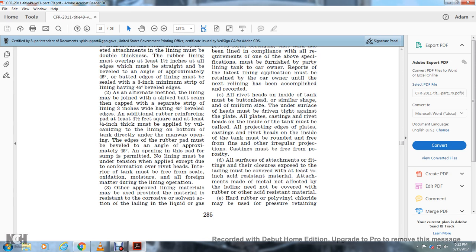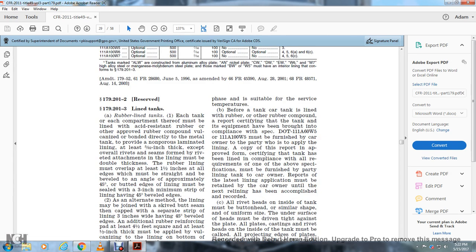Other approved lining materials may be provided, with the material resistant to corrosion and solvent action of the lading in the liquid or gas phase, and suitable for surface temperatures before the tank car is lined with the rubber or other rubber compound. A report certifying that the tank and its equipment have been brought into compliance with specification 111A60W5 and 111A100W5 must be furnished to the car owner by the party who applied the lining.